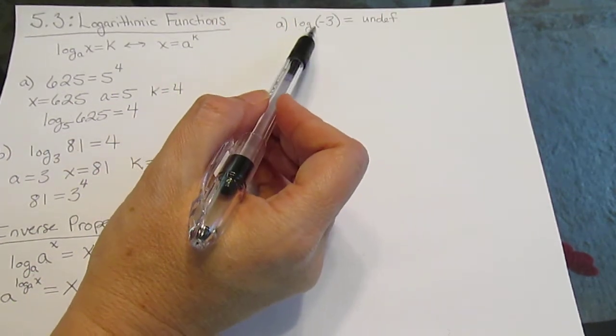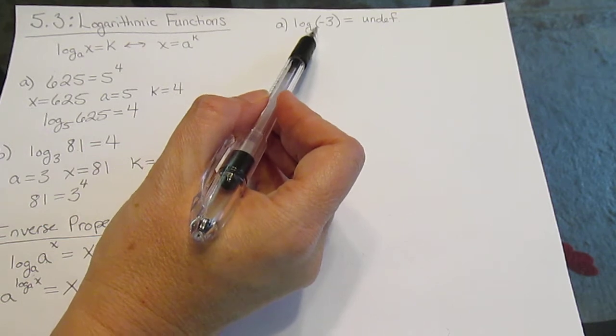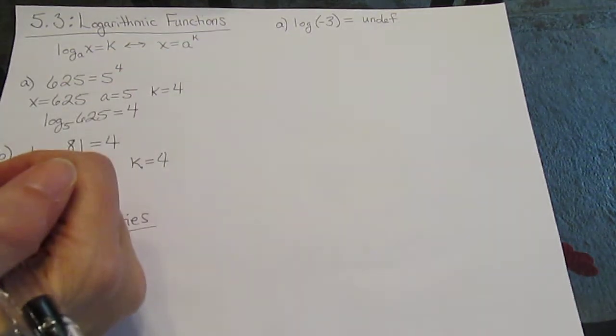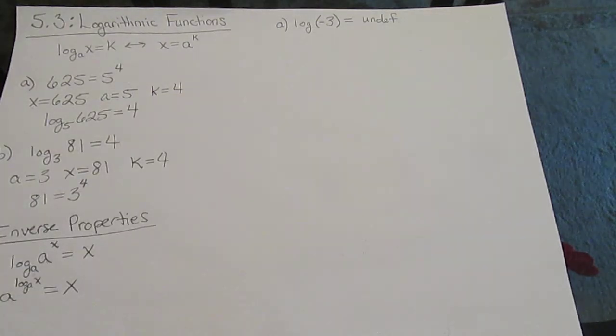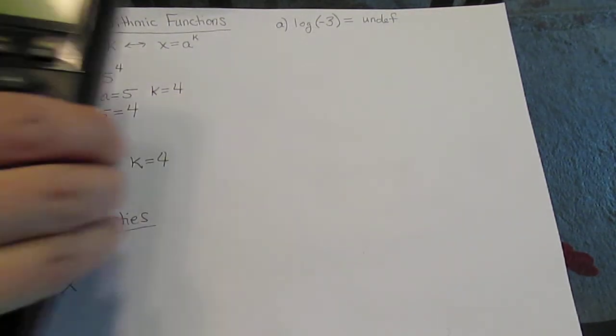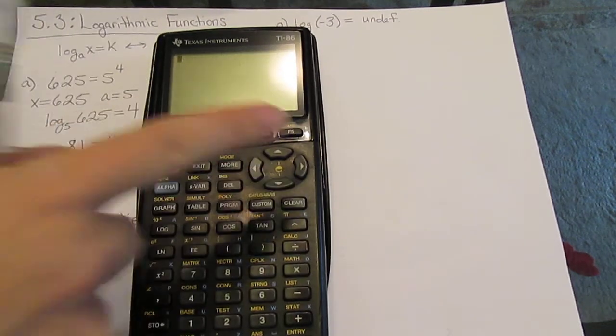You'll see in the notes, if there is no base written, remember that it's base 10. This is the common logarithm. So you can put common logarithms on your calculator.